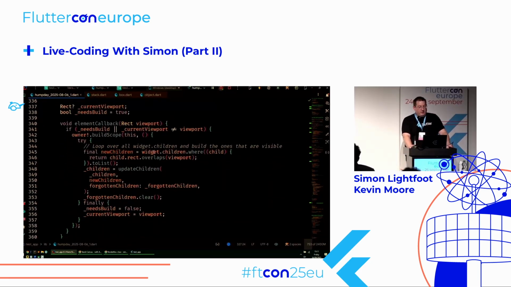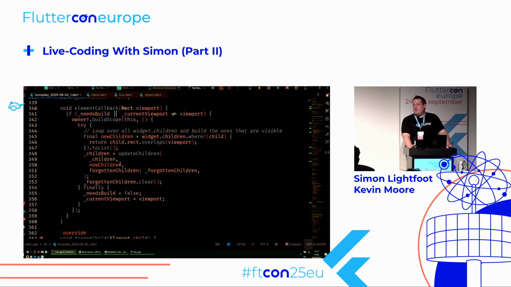The actual callback when it gets run, which is the function that we sent over to call back to the render object, is this function. What we're saying here: do we need to build? Right? Were we marked as dirty? Is our viewport also different? If it is, we're going to take the current build scope and run our function during build.